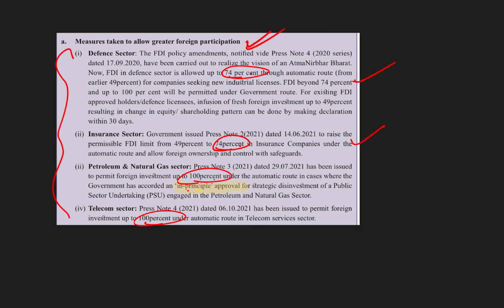Defense and insurance sector, now it is 74%, and petroleum and natural gas exploration as well as the telecom sector, the FDI sectoral limit has been increased to 100%.